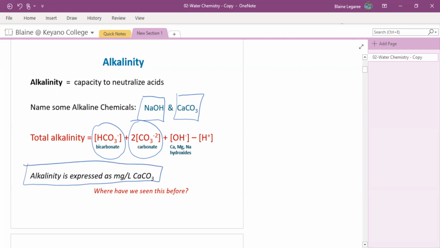So where have we seen this before? Of course, we have seen this with water hardness. There are some historical reasons for this: it used to be assumed that alkalinity and water hardness were from calcium carbonate. Of course, there are other sources of bicarbonate, carbonate, calcium, and magnesium, but the units have stuck, so we are stuck with it, and we have to use this milligrams per liter of calcium carbonate.